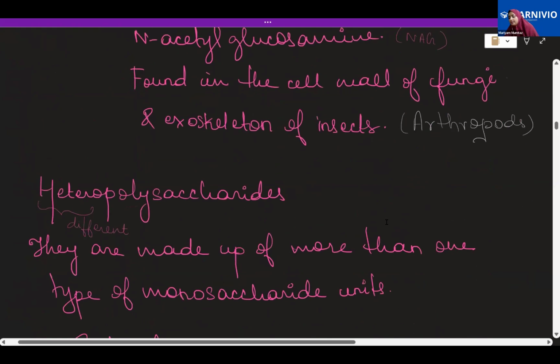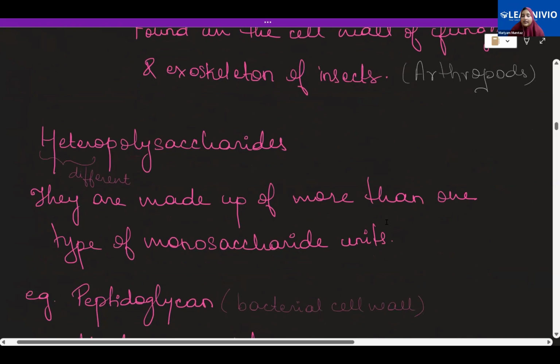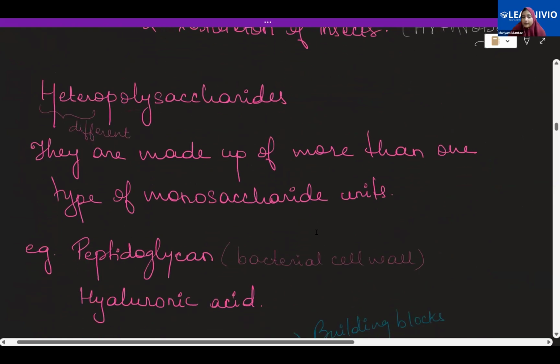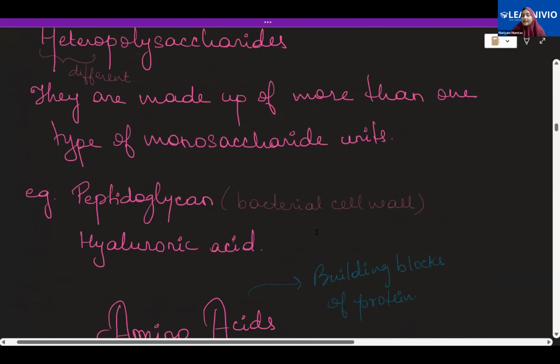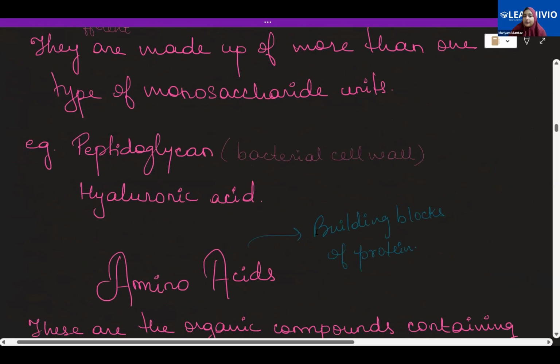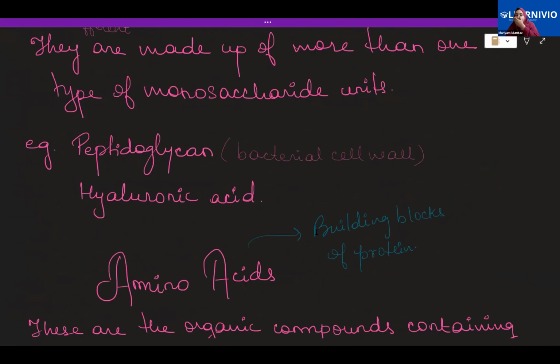Then we have heteropolysaccharides. Heteropolysaccharides are the ones that are made up of more than one type of monosaccharide unit, or more than one type of monomer. So we have peptidoglycan and hyaluronic acid. These two examples are there. You don't have to learn their monomeric units. You just have to know the examples.